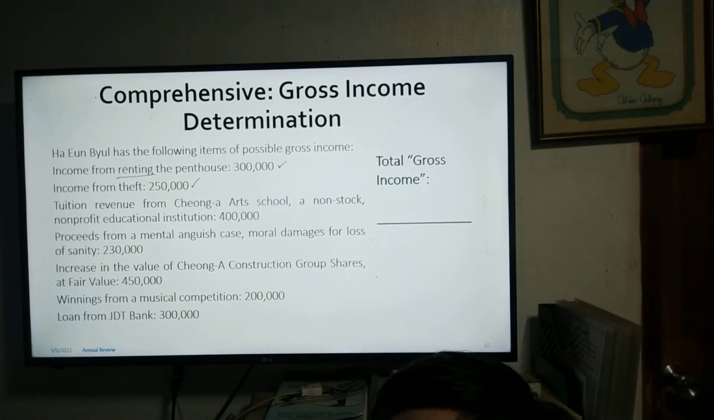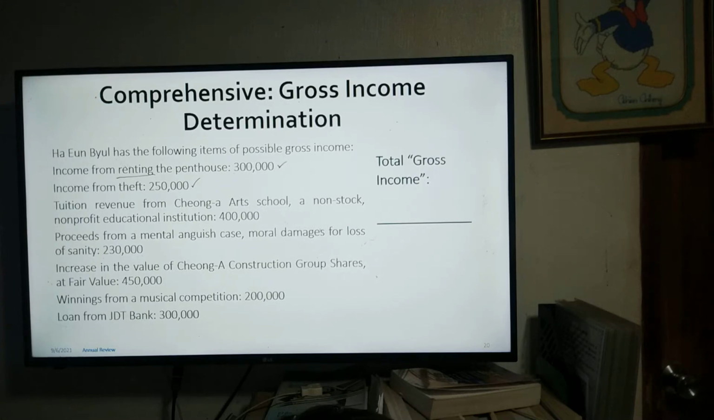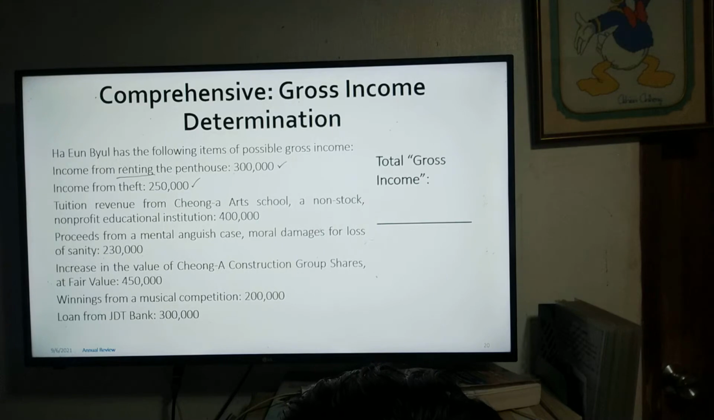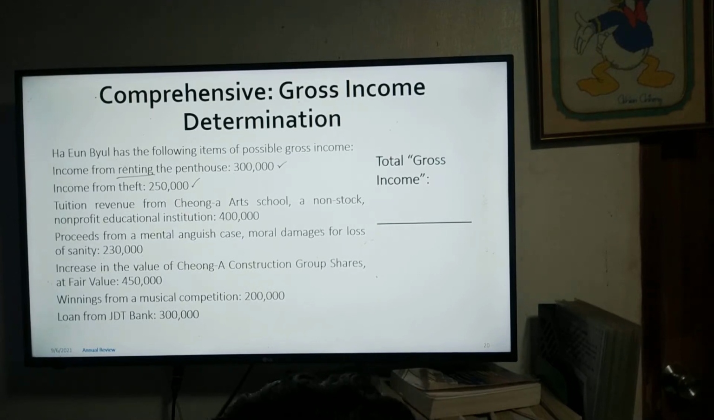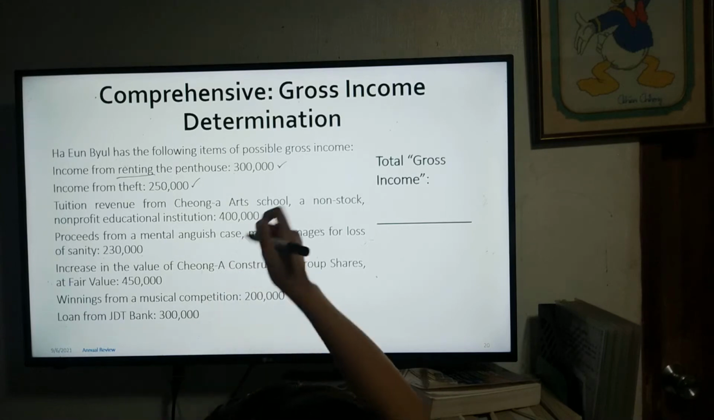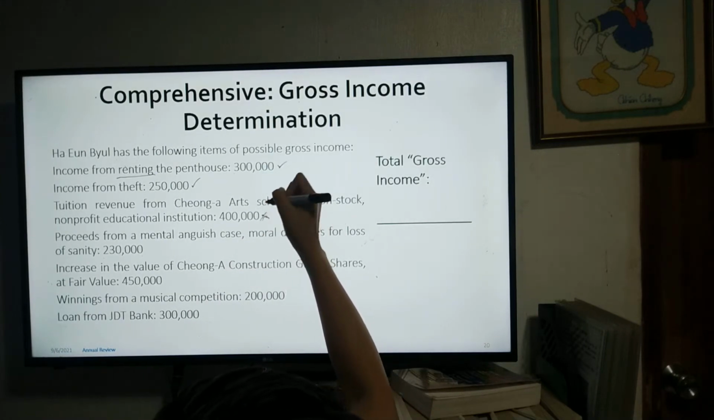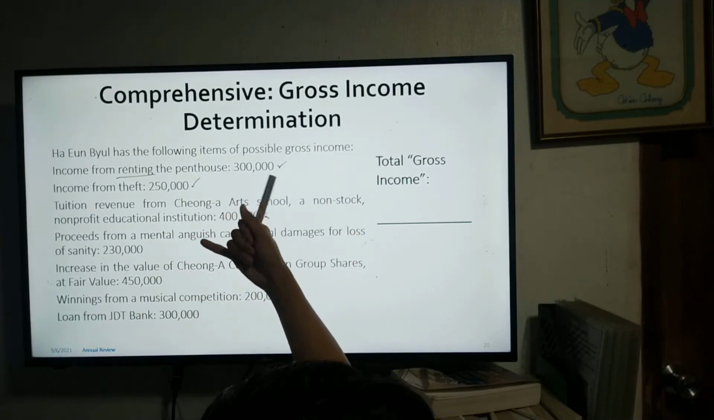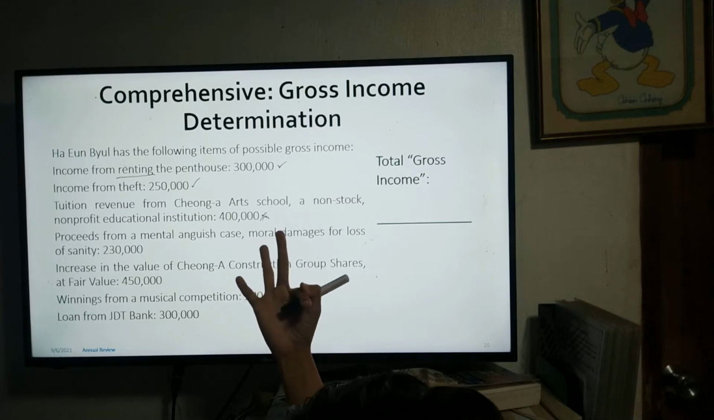we include that. Next, tuition revenue from Chonga Arts High School, a non-stock, non-profit educational institution. What do you think? Will it be exempt, or will it be included as a gross income or not? Excluded, of course. Why? Because it violated the third test. Even though it is a return on capital and a realized benefit, it violated the third test. That is the non-exemption test.